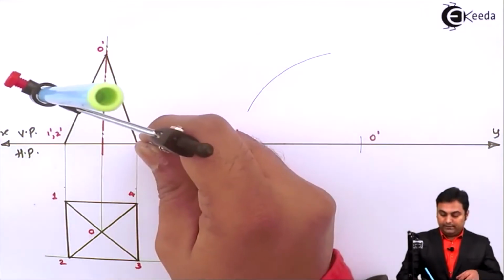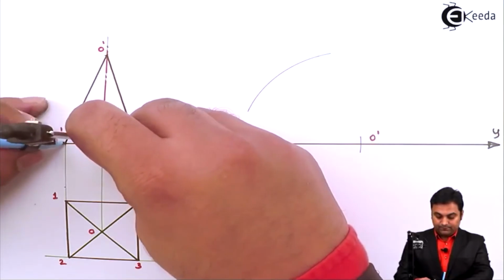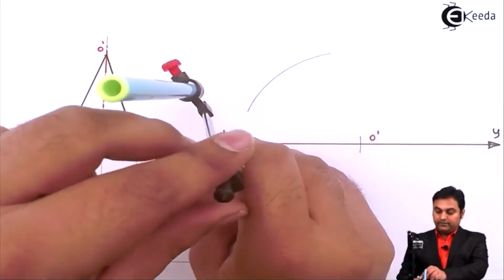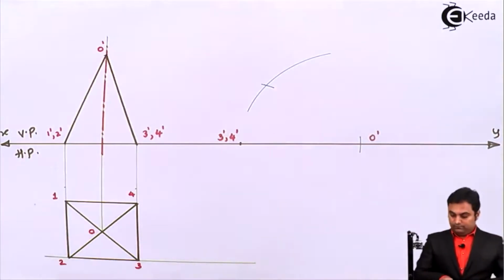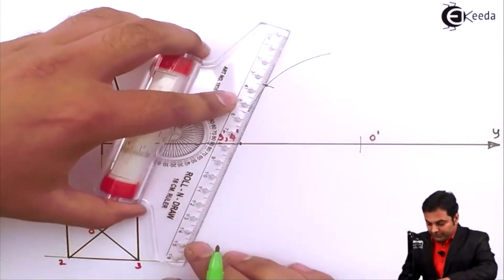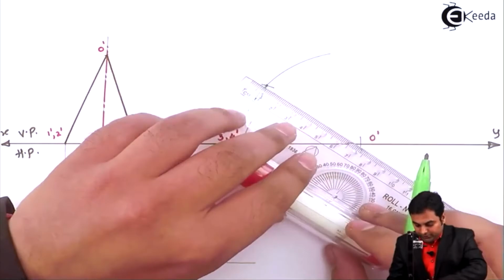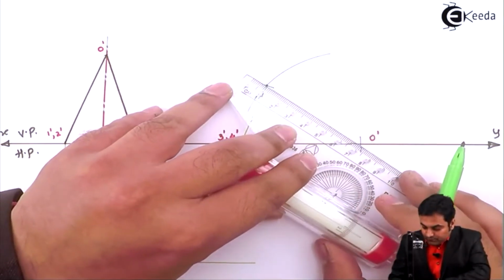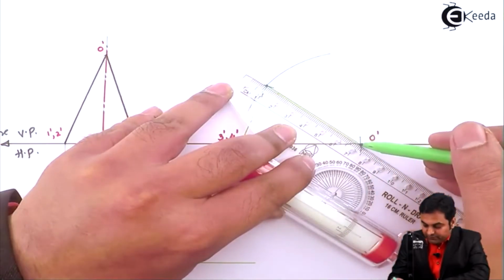Then I'm going to take the distance of the base edge and cut it from 3 dash 4 dash. At the intersection I'm getting this point. So joining it in proper order gives me the tilted pyramid which is lying on its triangular face.